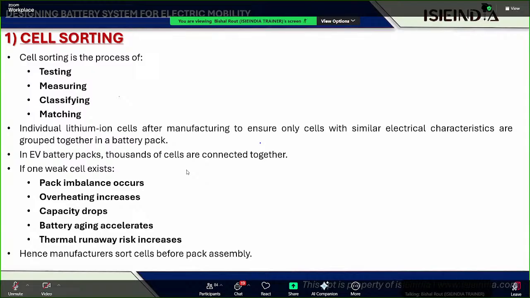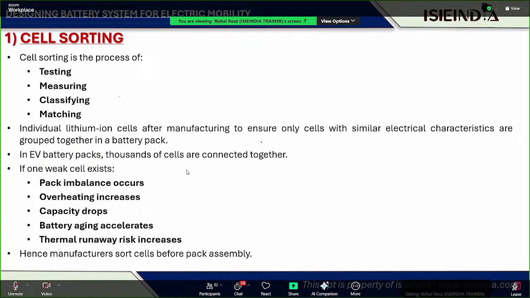Even though cells are manufactured in the same factory and on the same production line, no two cells are perfectly identical, right? They always have small variations in capacity, internal resistance, voltage, self-discharge rate, impedance value, and thermal behavior. So before assembling a battery pack, a manufacturer will test and match similar cells together.